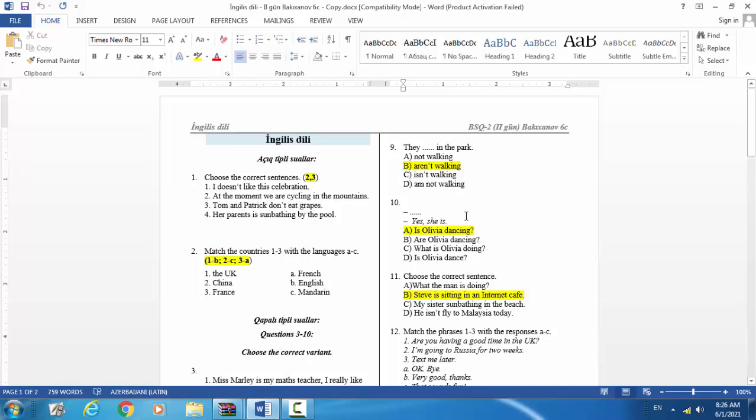In question 10, we are asked to find correct question sentence. Yes, she is shows us that we have to find a general question. In variant C, we see a special question, so we shouldn't choose it. Olivia is the third person singular, so it should be matched with is. Is Olivia dancing? As you see in the D variant, we have is Olivia dance. This is wrong form. The correct form is given in variant A.